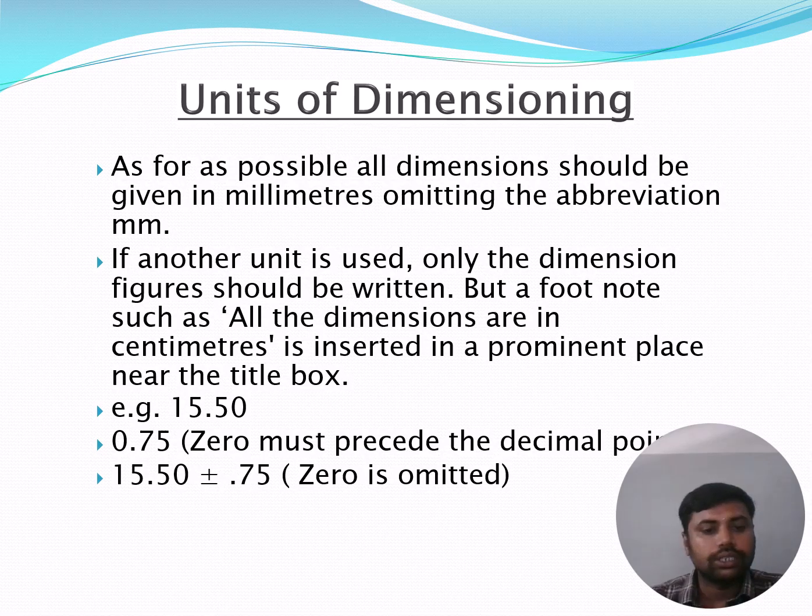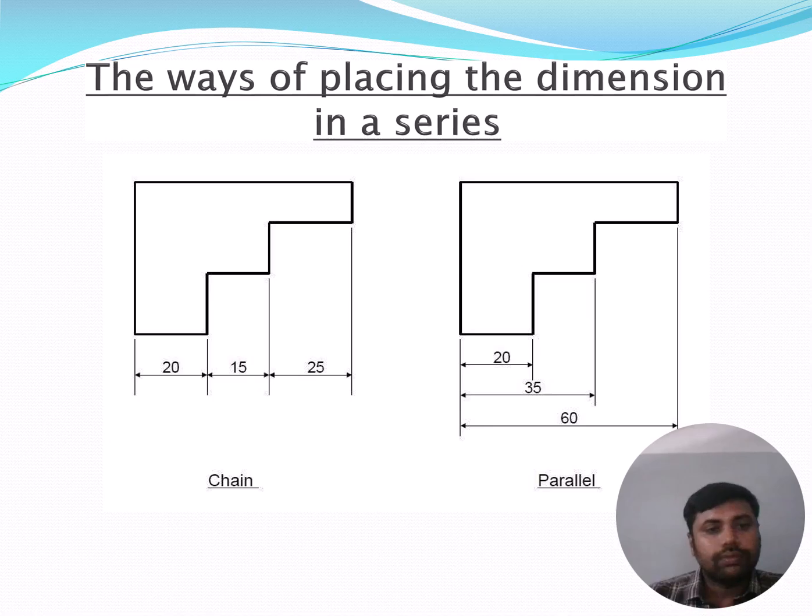The plus or minus 0 is omitted. You can give 0.75, 0.25 or 0.50, everything we can give in the drawing.